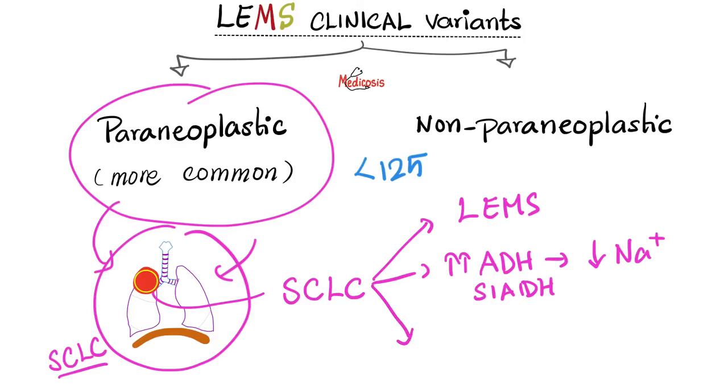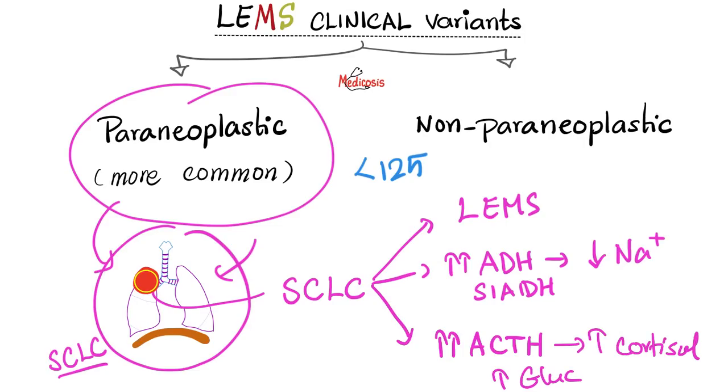Next, small cell lung cancer can secrete ACTH, that's a third paraneoplastic syndrome, which will increase cortisol, which will increase blood sugar, and can also increase blood pressure due to salt and water retention. If you want to learn more about ACTH and cortisol, please refer to my endocrinology playlist. To learn more about hyponatremia and hypernatremia, refer to my fluids and electrolytes playlist.